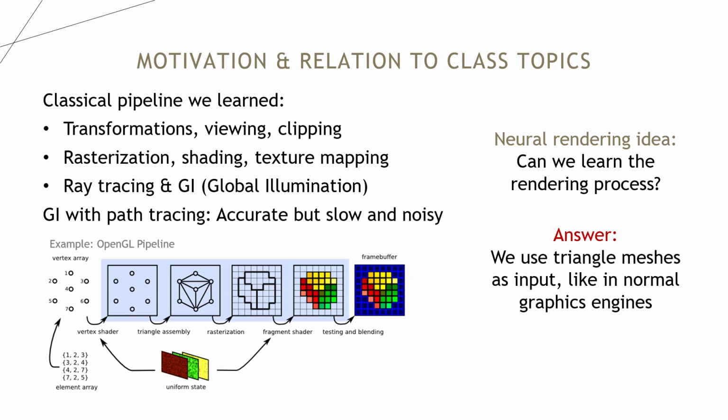RenderFormer takes a different angle. It starts from the same triangle mesh representation we use in conventional graphics, but treats rendering as a purely learned sequence-to-sequence transformation. A sequence of triangle tokens in, a sequence of pixel patch tokens out. No rasterization, and no explicit ray tracing inside the model at inference time.